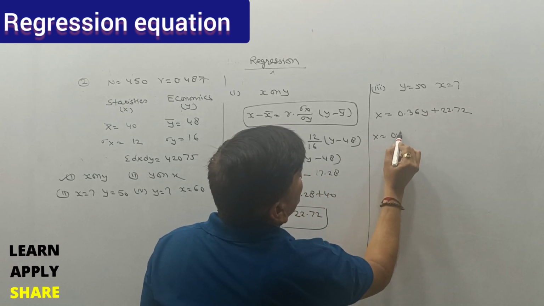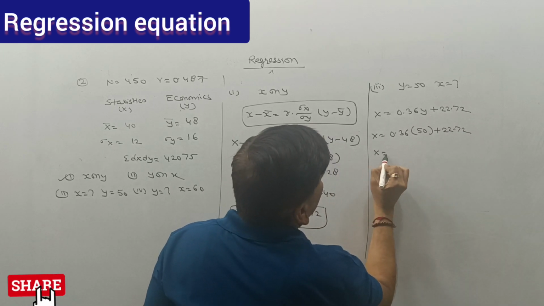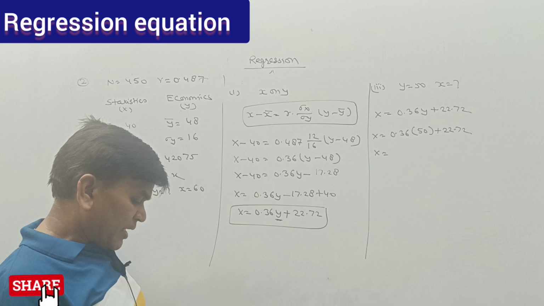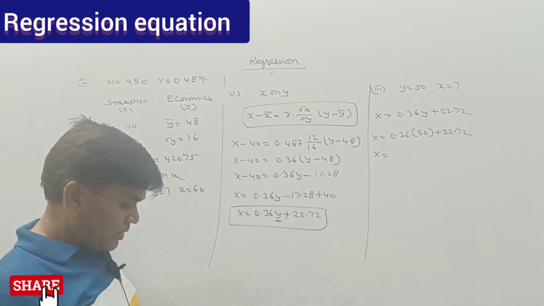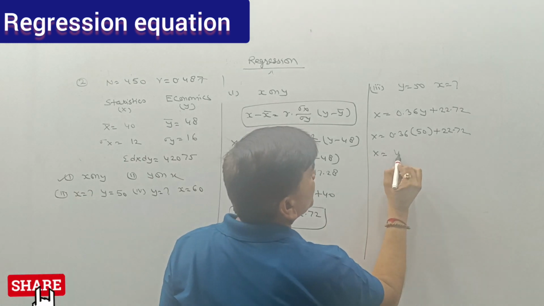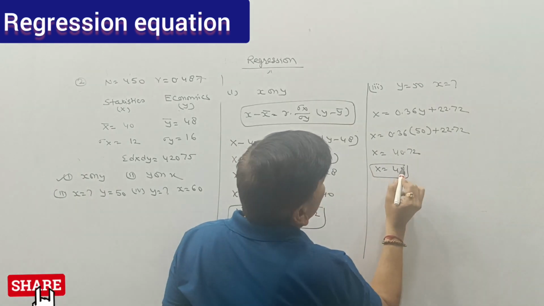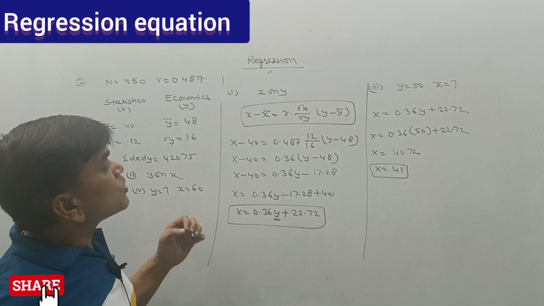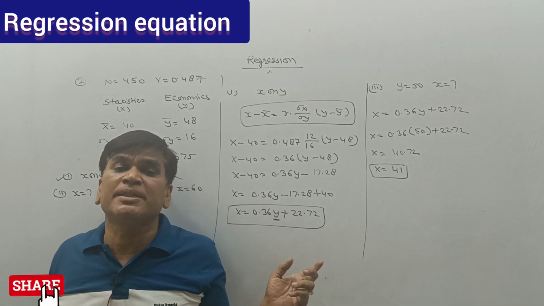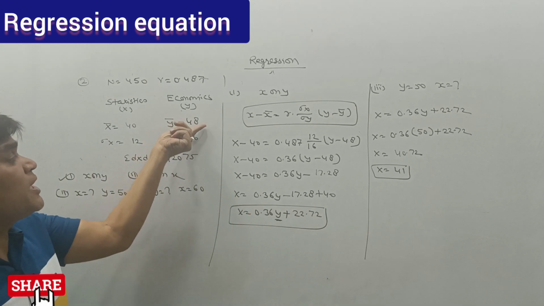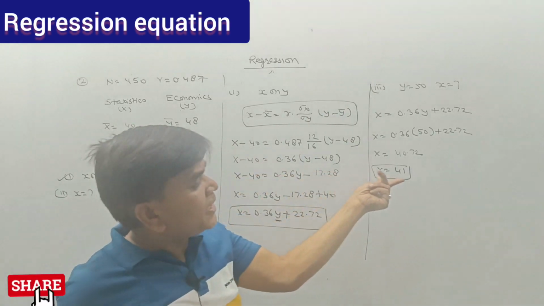So x is equal to 0.36 multiplied by 50 plus 22.72. So marks is 40.72, or it may be 41. So it is clear that the student who scores 50 marks in economics may score 41 marks in statistics. As we said, there is a very approximate 48 and 50, so here also approximate 42, 50, 41.